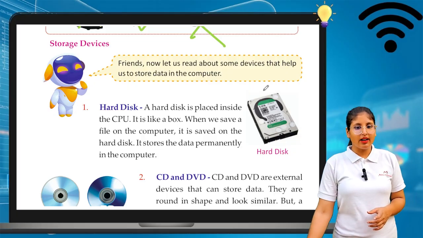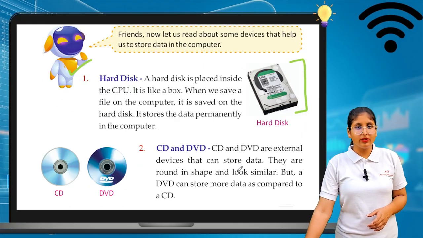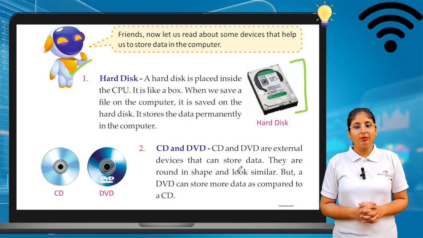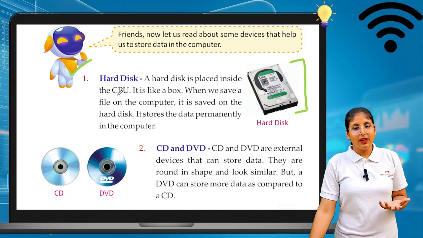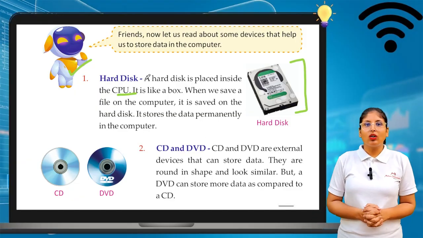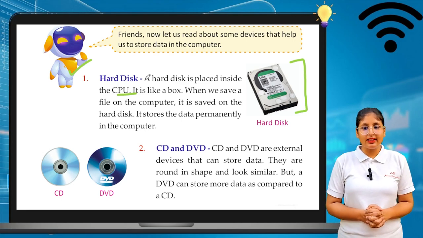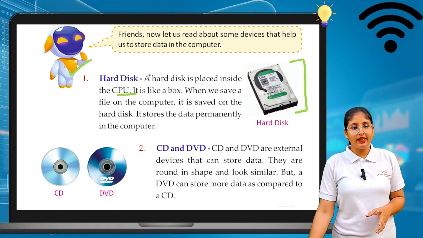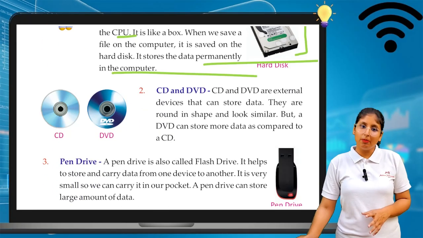First is the hard drive, the hard disk. This looks like a hard disk, used to store data. To store some information on the computer, we can store it in the hard disk. A hard disk is placed inside the CPU, which is like a box. When we save a file on a computer, it is saved on the hard disk. It stores the data permanently in the computer.